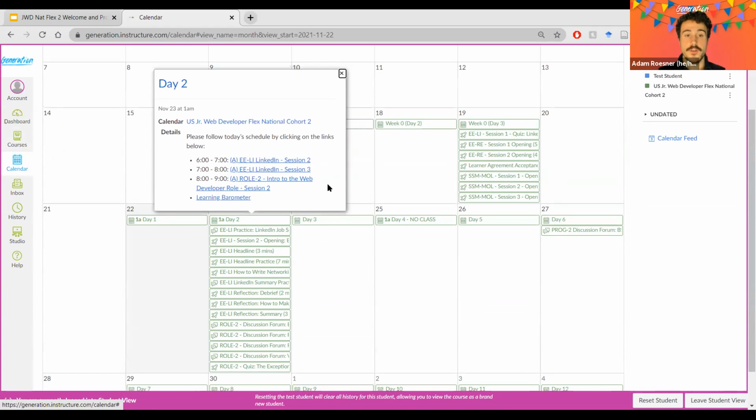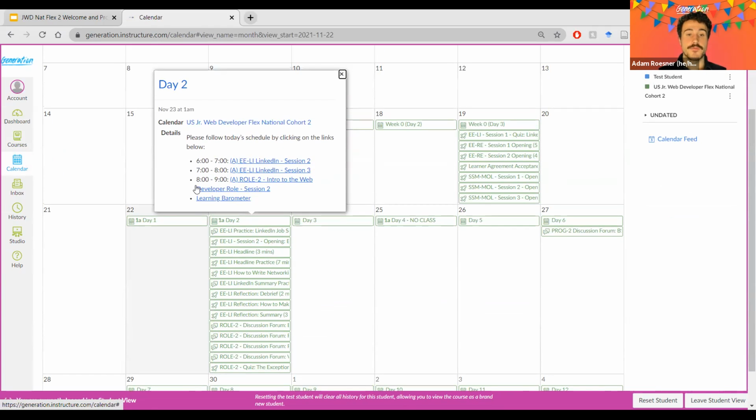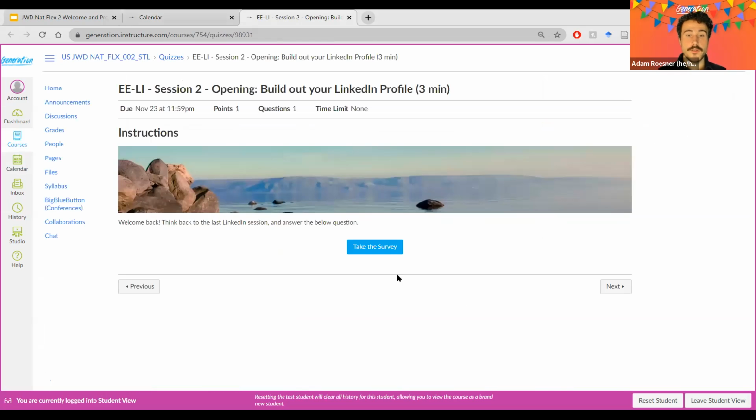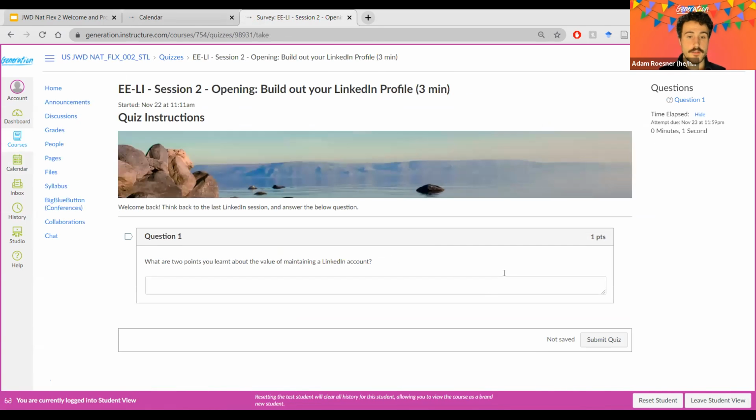Okay, so for example, Tuesday, you have these 3 assignments. So let's navigate through them together. I think right click, open link in new tab. That way you always keep this calendar open and you know what is assigned to you on any given day. And you can start to work your way through these assignments. I can take this survey.